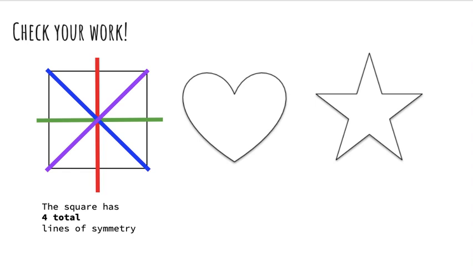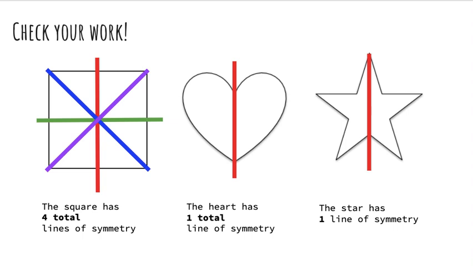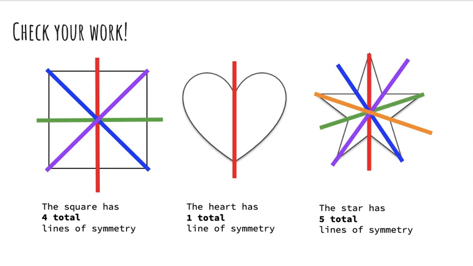Next, let's look at the heart. The heart has one vertical line, but if I try to draw another line, there's no other place that I could draw it. So the heart only has one total line of symmetry. On this star, if I draw a vertical line, that works. But it also works like this on this diagonal, so now we're up to 3, 4, and 5 lines of symmetry. So if I draw all of them at once, they look like that. Wow.